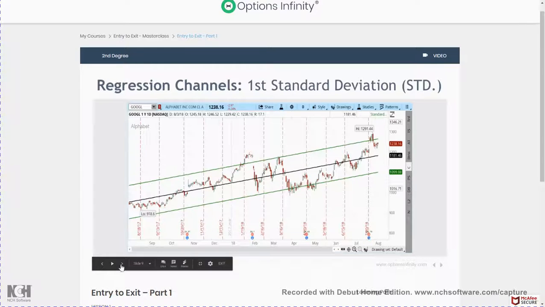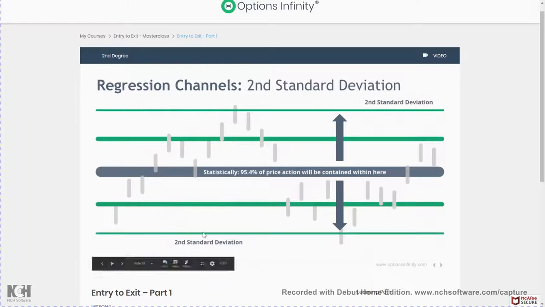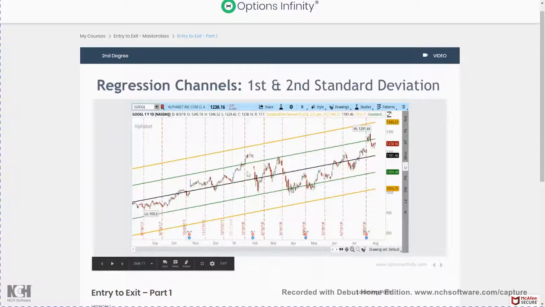But when I apply the +2 and -2, now all of a sudden I've got 95.4% of the price action contained within these channels. This is kind of like the casing on a sausage, and all the meat is contained within. Now, occasionally we do get outliers, and they go outside here, but they revert back to the mean very quickly. So if we do have an outlier, you've got a pretty high probability trade that it's going to be reverting back.